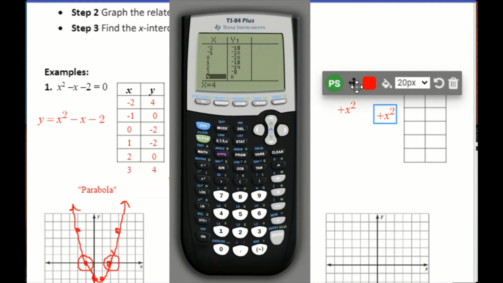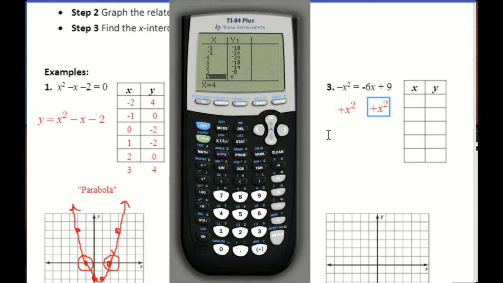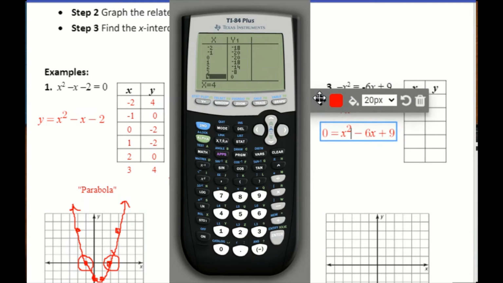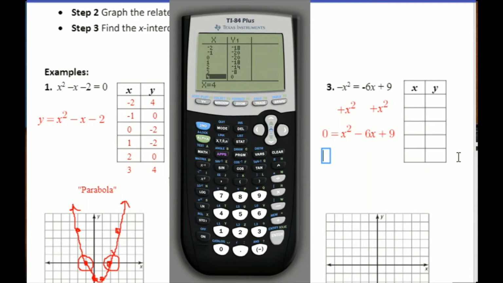But what's more important there is that it will make it positive. So right now it's going to look like this: 0 equals x squared minus 6x plus 9, which is fine. Whenever you have an equation like this, you're free to reverse the order here. So if 0 equals this expression, then this expression will equal 0. And just to stay consistent with how we're writing the rest of the equations, I'm just going to go ahead and reverse that right now.